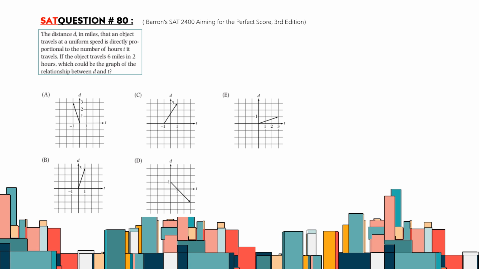There are a lot of keywords here. We will have the distance d, uniform speed, directly proportional, travel 6 miles in 2 hours. So those are the keywords. We can use the partial information to solve the problem.